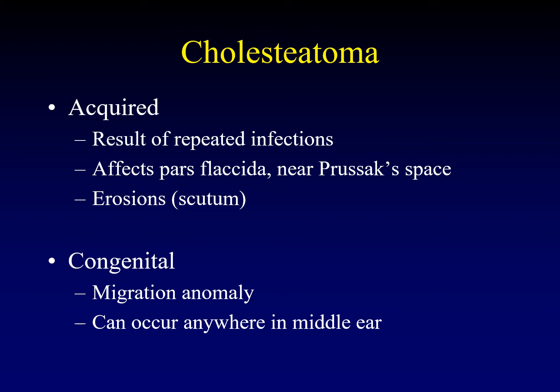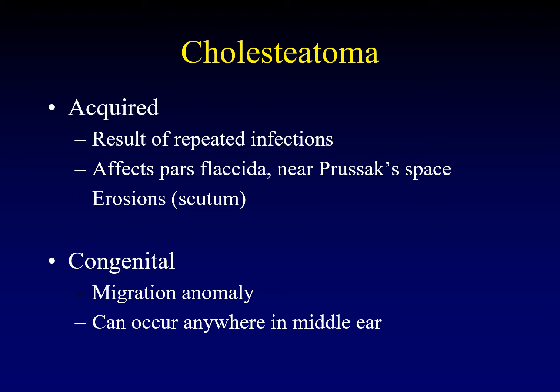The key finding that enables us to make a diagnosis of cholesteatoma, and importantly distinguish cholesteatoma from just inflammatory debris from chronic infections, is erosion of bone. Erosion of bone, the critical finding for the CT diagnosis of cholesteatoma. If the cholesteatoma does arise in Prussak's space, the most popular bone to get eroded is the scutum. That's the superior anchor of the tympanic membrane. And we'll see that on imaging.